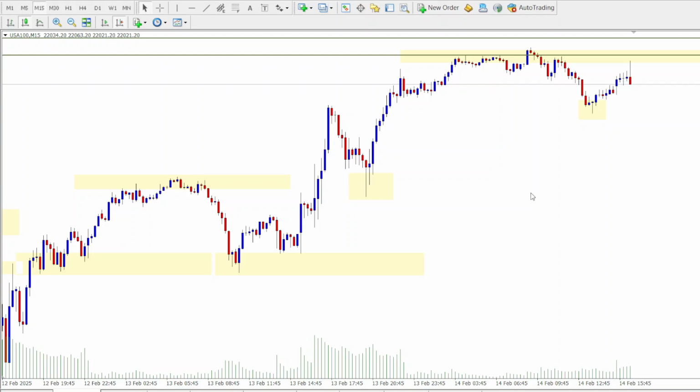Another area worth noting are round numbers and psychological levels, because big players target these areas for liquidity. Now here's how a stop hunt works.